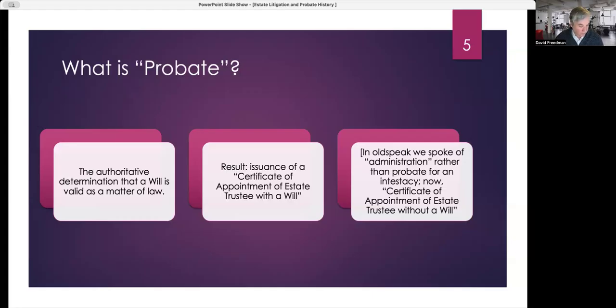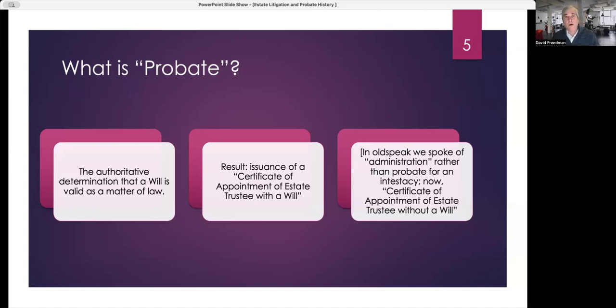In the lecture notes on page 3, I've set out, if you've never seen one before, a certificate of appointment of an estate trustee. So just a regular court document under seal that's provided to the applicant after the successful application for probate.